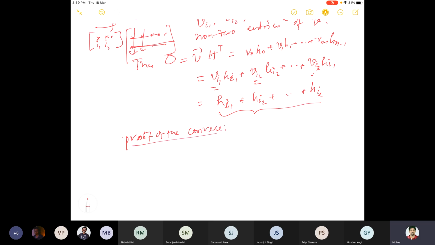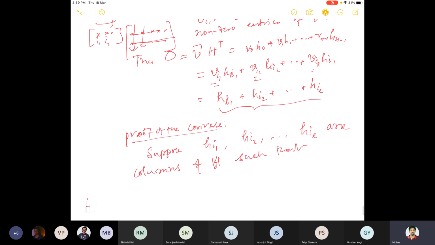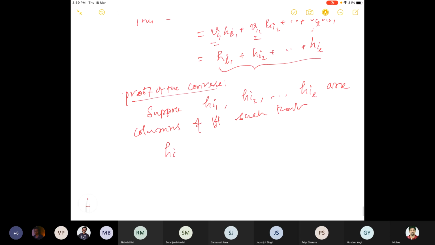Okay. So what is that? Suppose, same thing, you can assume H_i1, H_i2, up to H_iL, some L columns are there. Suppose these are columns of H such that the sum of these is equal to 0: H_i1 plus H_i2 plus ... plus H_iL is equal to 0.